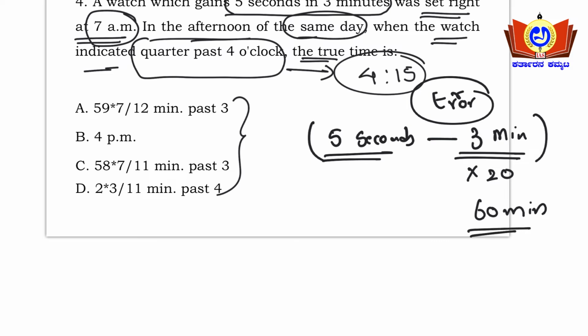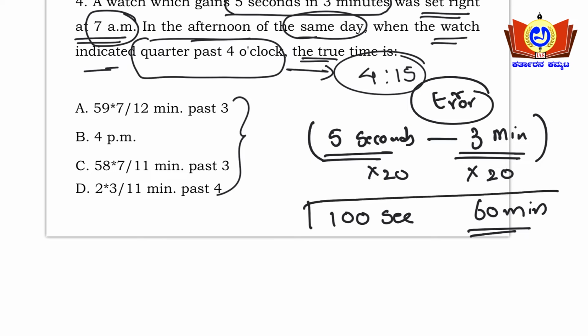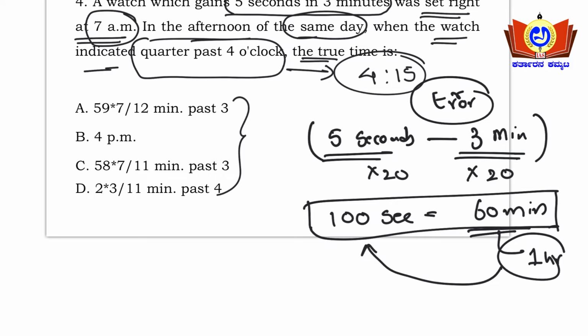What is the error here? So into 20 I'll be doing, so 2 5s are 10, so 100 seconds is the error here. Got it? For 60 minutes, 100 seconds is the error. Okay, so 60 minutes is nothing but 1 hour. So for every 1 hour the error is 100 seconds. Till here you got understood.